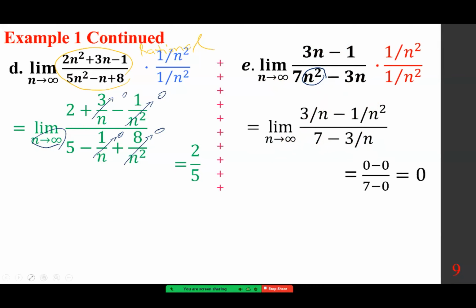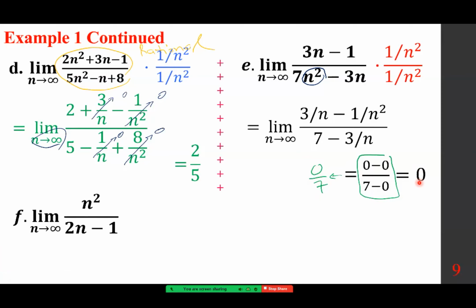So I would like you to see this part and see that the answer is 0 over 7. Why is that important? A fraction is 0 when the top is 0 and the bottom is any number but 0, because if both of them are 0, then we have an indeterminate form. So 0 over 7 is 0.